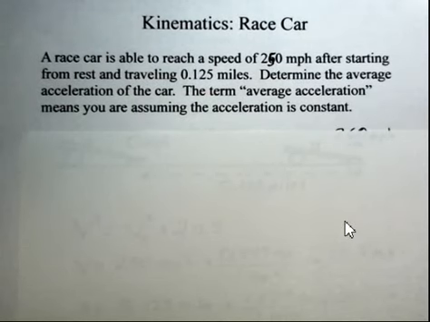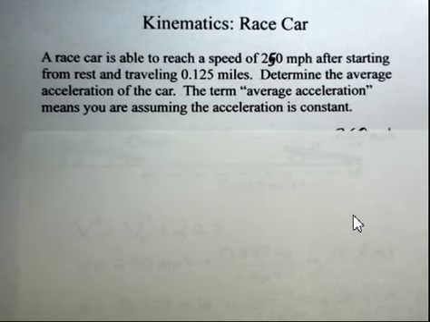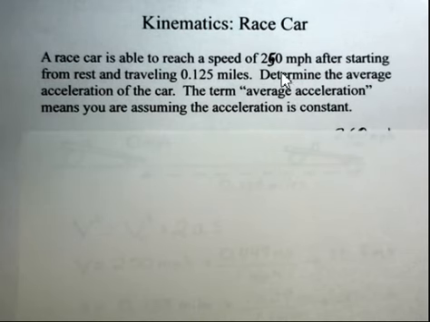In this example problem, we have a race car that's traveling in a straight line and going to assume uniform acceleration starting from rest, achieving 250 miles per hour at the end of 0.125 miles. That's an eighth of a mile. And your task is to determine the average acceleration.